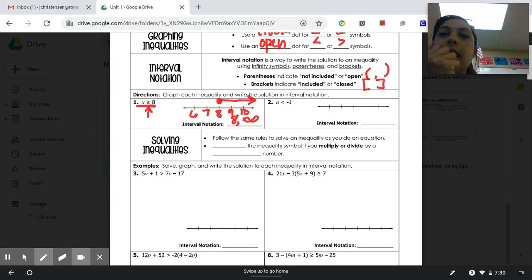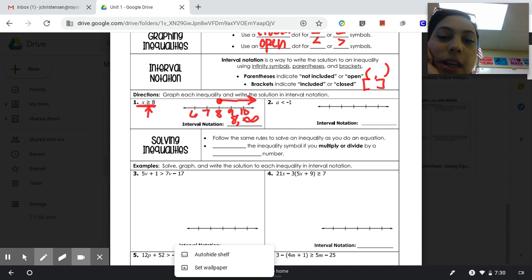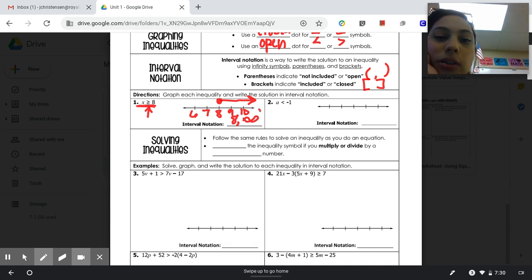Infinity is not a number. It's just the direction that we're going. We're going in the positive direction forever. Because it's not a number, we can't include infinity in our notation here. So we're just going to have that open parenthesis, and then for 8, since it's greater than or equal to 8, we're going to have the bracket. Sorry, it's a little squished up here. I'm not used to using this writing stuff.